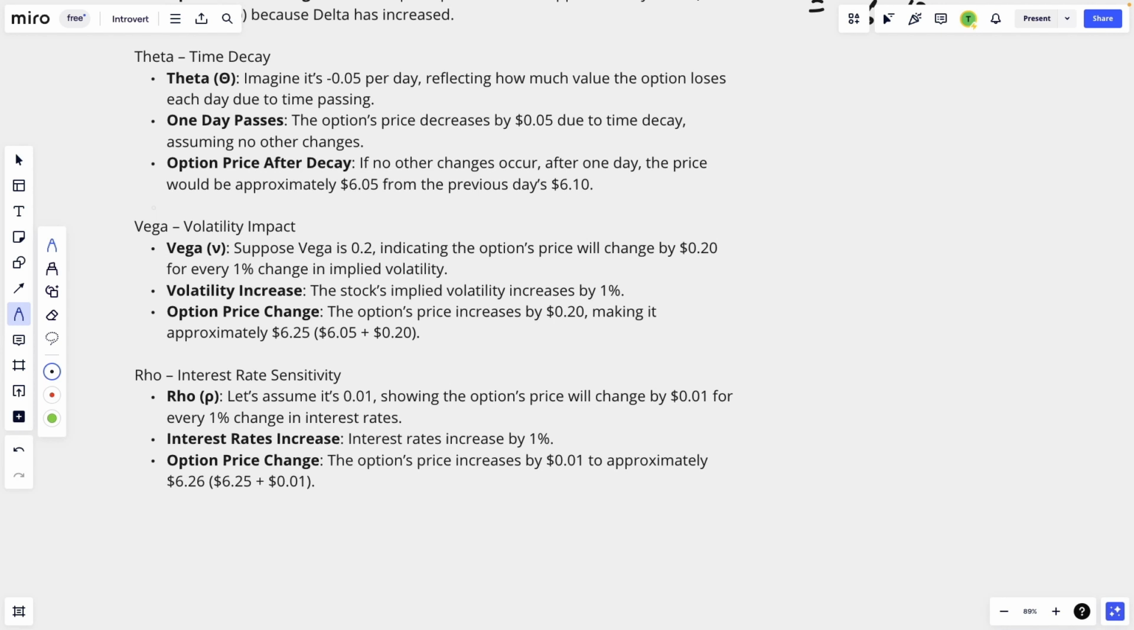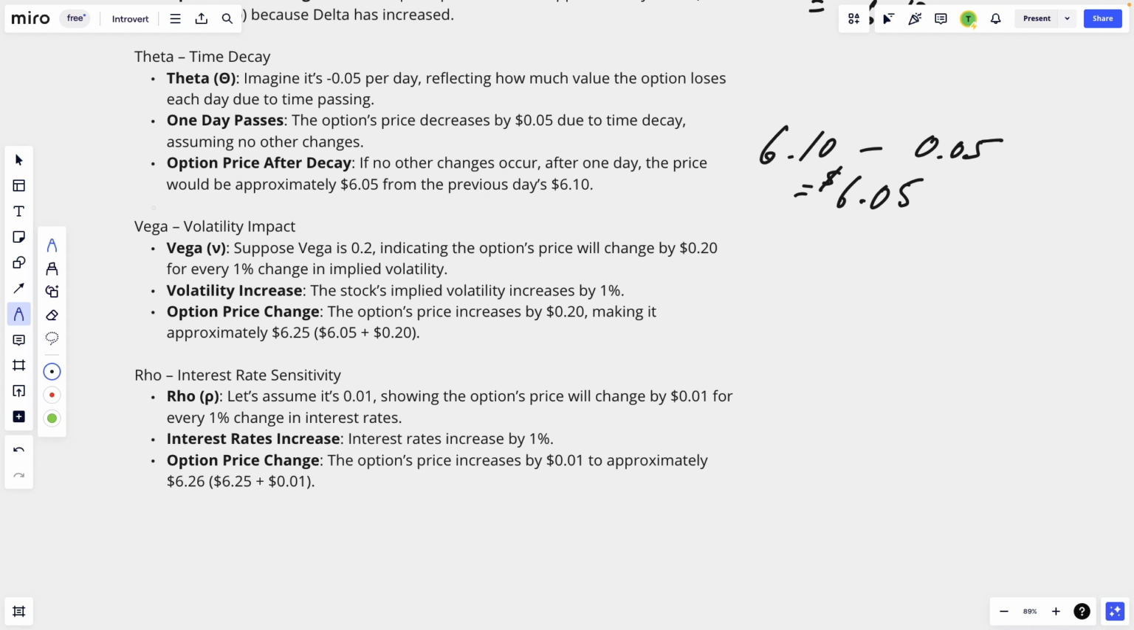$6.10. And after 1 day, we're just going to minus the 5 cents. So we'll minus the value of theta there, and our new option price is going to be $6.05. So we've lost 5 cents to theta.